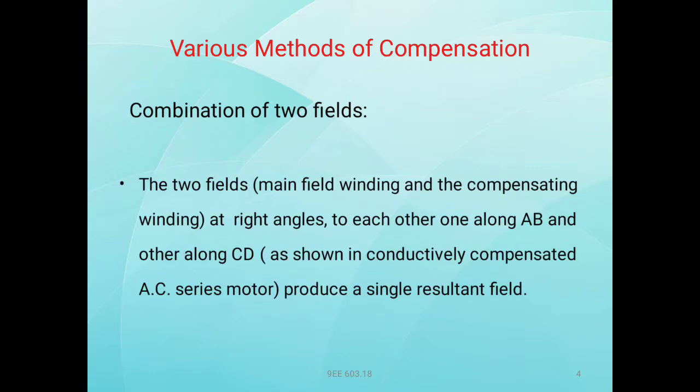The two fields are the main field winding and the compensated winding at right angles. That means they are at 90 degrees to each other. The main field is along AB and the compensated winding is along CD.